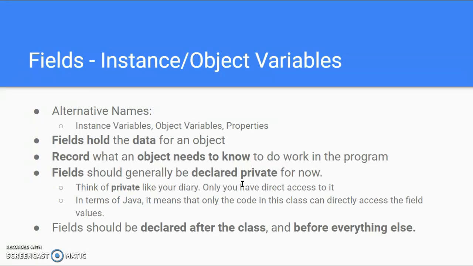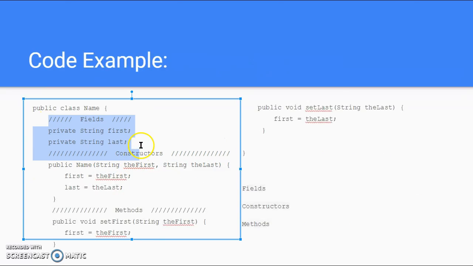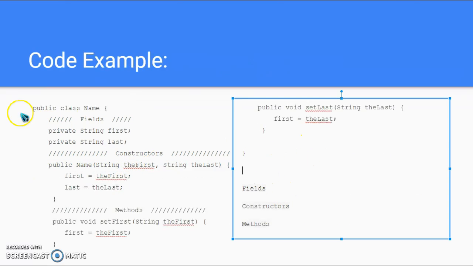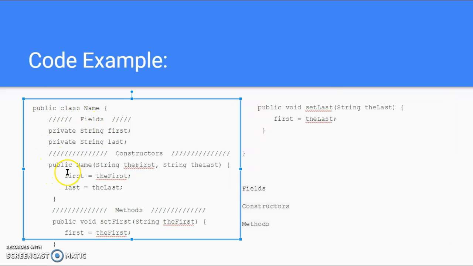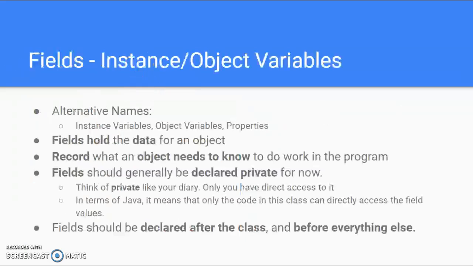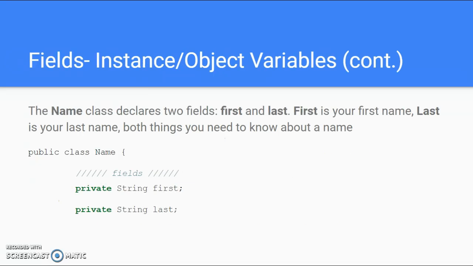Now, the fields should be declared after the class and before everything else, and that way everything else can use the fields, because syntax or order does matter in Java, and if you put fields, say, after everything else, then it won't be able to run. It won't be able to use the rest of this, referring back to the fields, because it won't know that you actually made them in the first place until later on.